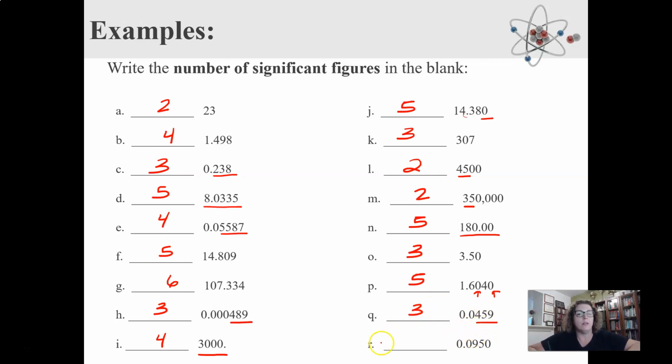And same thing with letter R. These zeros in the front are not significant. They're placeholders. They do matter, but not significant. The 0 at the end does count as a sig fig because it follows the 5, and it does contain a decimal. So I do see 3.